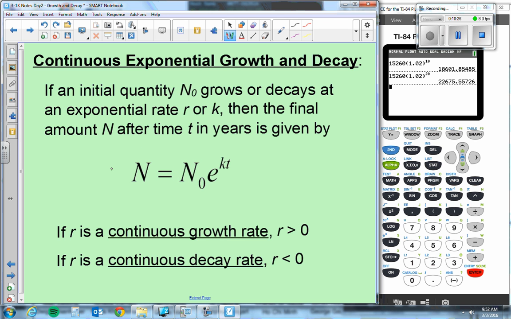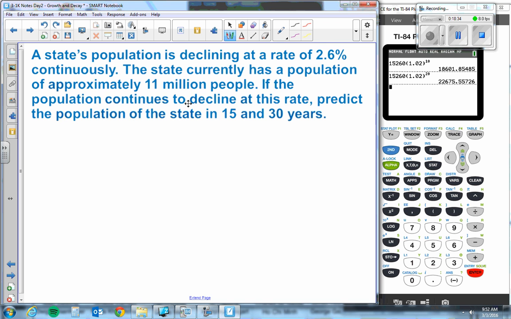Now, if you have something where it explicitly says it's continuous growth, then you have a formula that's like PERT. And so I would once again look for that word and underline it, because that determines which formula you're using. So now you put the initial amount, and then times e to the power of, and it's declining, so you use a negative rate, negative 0.026, times 15 years.